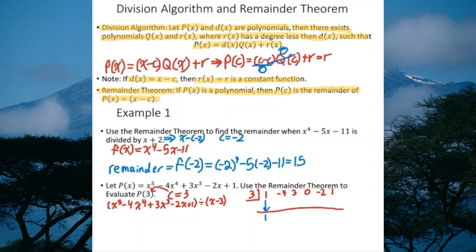Bring down the leading coefficient. Now the series of multiplication and addition. 3 times 1 is 3. Negative 4 plus 3 is negative 1. Negative 1 times 3 is negative 3. 3 plus negative 3 is 0. 0 times 3 is 0. 0 plus 0 is 0.